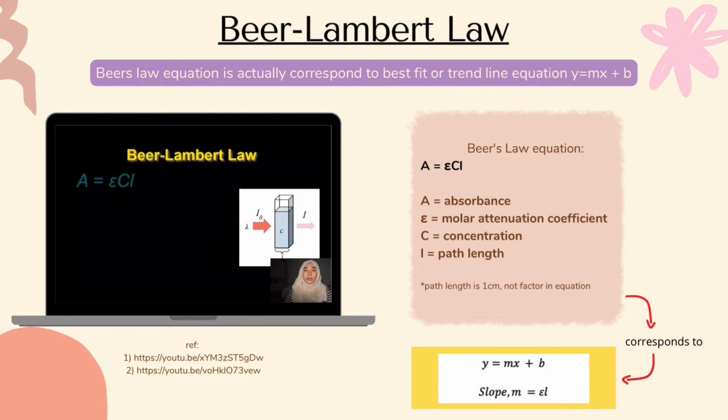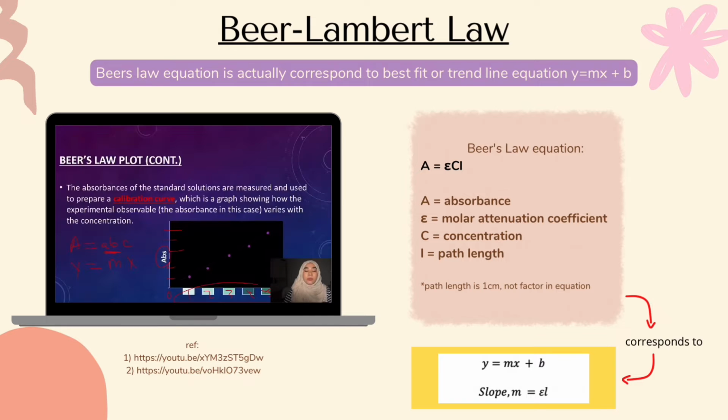Beer's law gives a relationship between concentration and absorbance by the equation A equals epsilon C l, in which A is absorbance, epsilon is the molar attenuation coefficient, C is the concentration, and L is the path length. Path length is 1 cm, which will not factor into the calculation. Beer's law equation actually corresponds to the best fit or trendline equation y equals mx plus b. The slope m is equal to epsilon L.